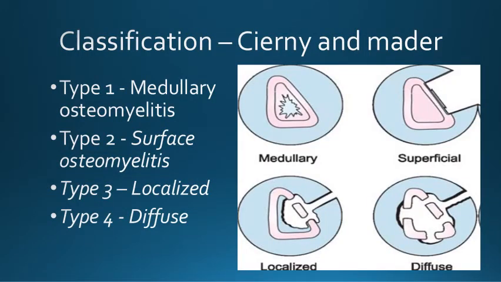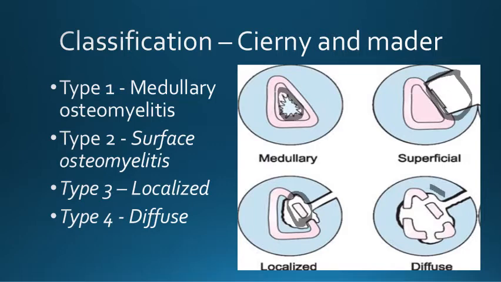There is a classification of Cierny and Mader for chronic osteomyelitis. It is divided into four types. First type is the medullary type. Only the medullary cavity or the marrow cavity is involved. That is known as medullary chronic osteomyelitis. If it is involving the complete surface of the bone, that is known as surface osteomyelitis. It can be localized, so some part of the surface and some part of the marrow is involved, and it is known as localized chronic osteomyelitis.